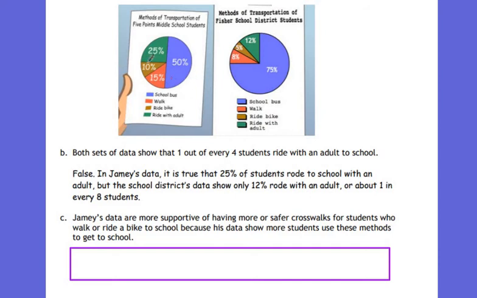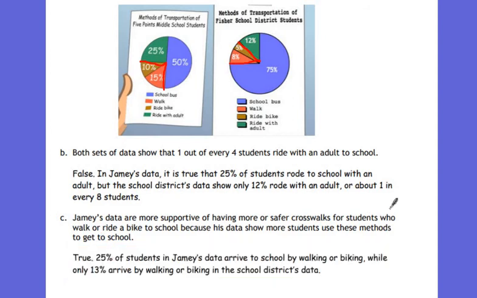So I noticed that the school had 25%, was in need of a crossing guard, right, of the school. But the district showed 13%. So did they reach more than the district? Yes. So they would be approved to hire a new crossing guard because 25% versus the 13%.